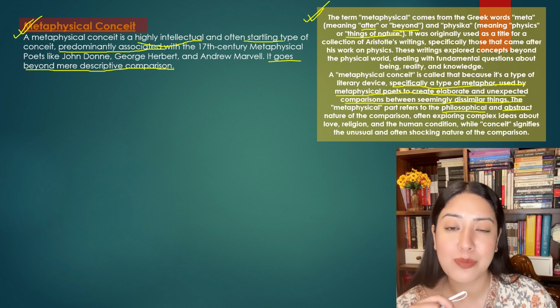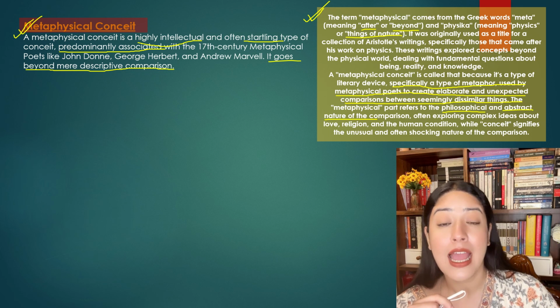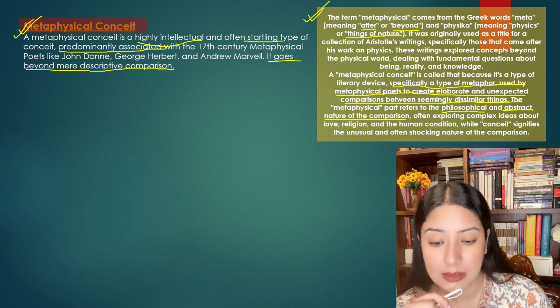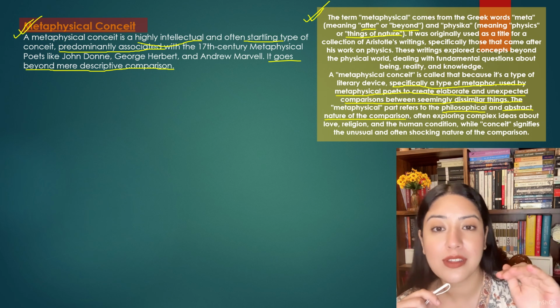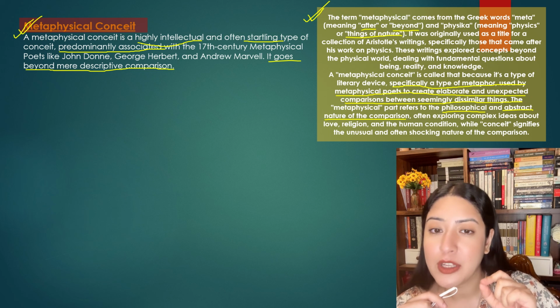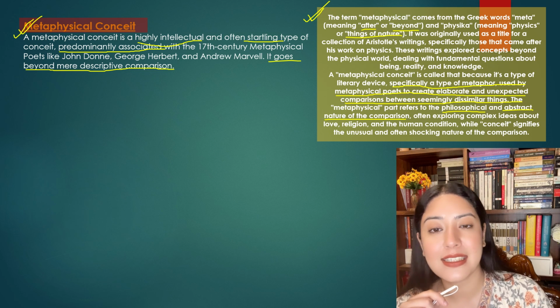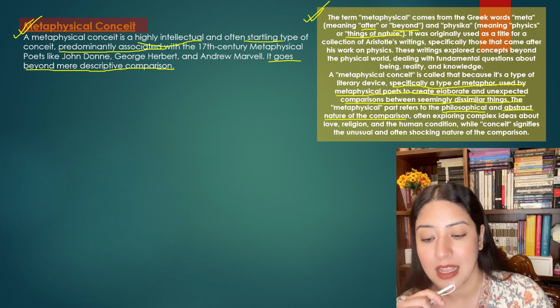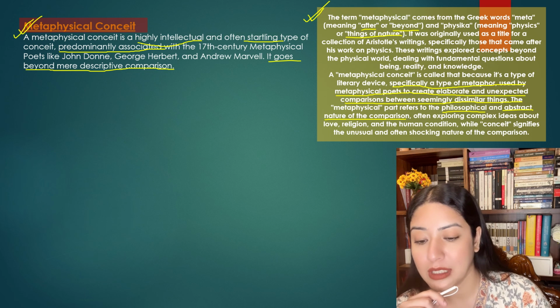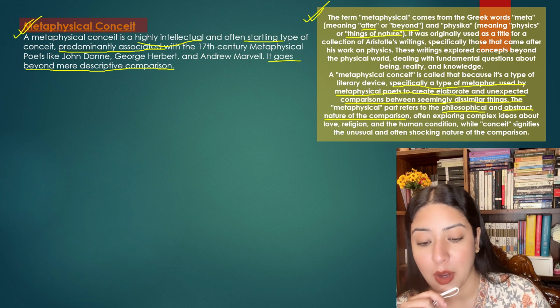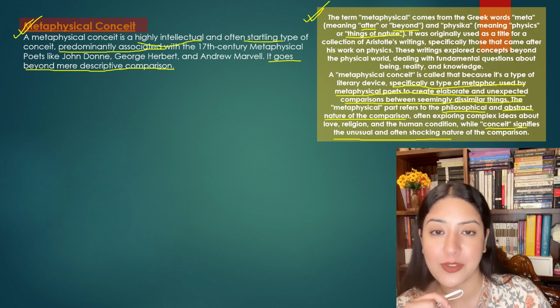Like I said, abstract nature of the comparison, and it's very, very philosophical. That is, it makes us think. It's not just on the surface. You have to dig a little deep to understand what the poet actually intends to convey to us readers. So the metaphysical part refers to the philosophical and abstract nature of the comparison, often exploring complex ideas about love, religion, and the human condition, while conceit signifies the unusual and often shocking nature of the comparison.